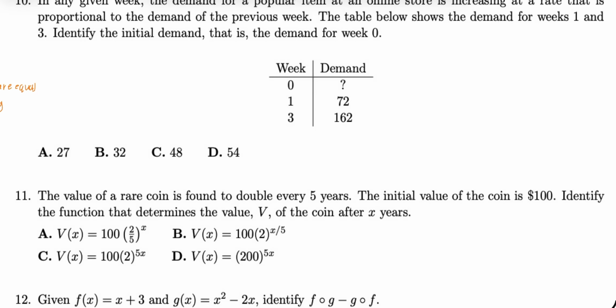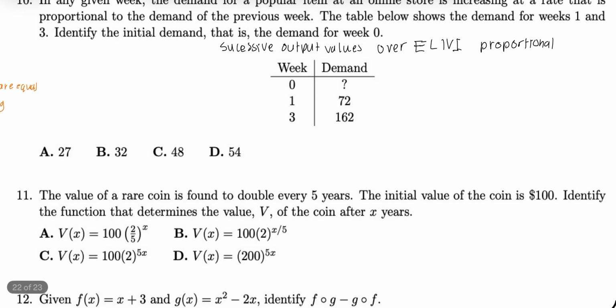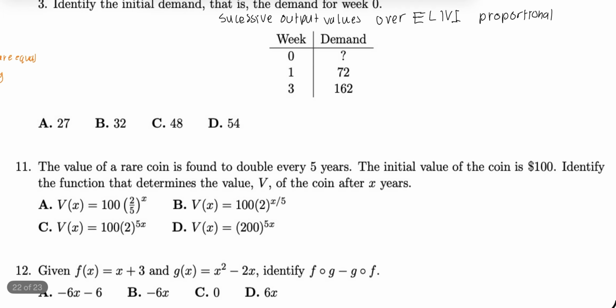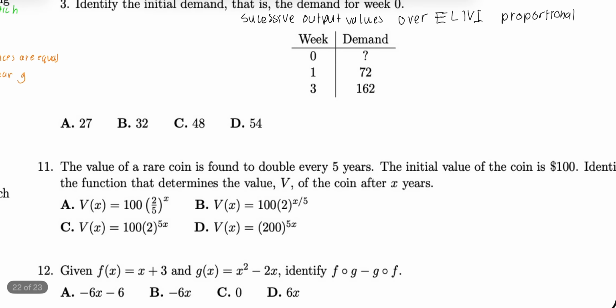What we can say is we know that exponentials model growth patterns where successive output values over equal length intervals are going to be proportional. So for this context, we know that for any given week, the demand for the item is going to be increasing at a rate that is proportional to the demand of the previous week. So we can model that demand d as an exponential function of the number of the week, which is x.